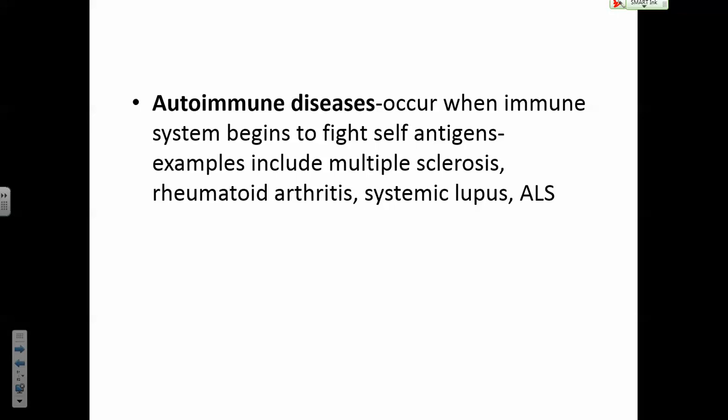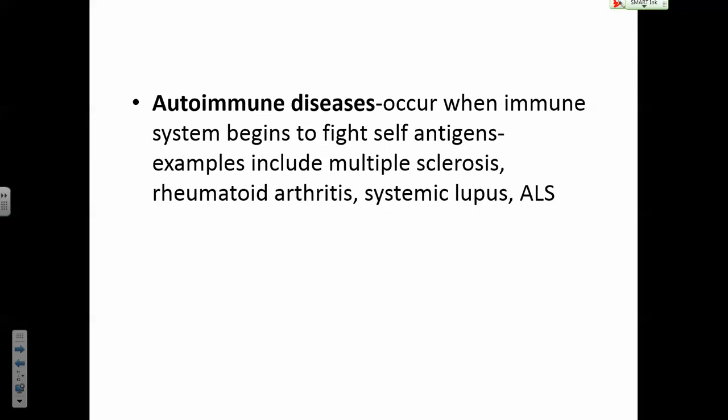Systemic lupus, you may have heard of that. That's where your immune system basically is battling collagen. And you got collagen in all kinds of tissues, don't you? ALS, amyotrophic lateral sclerosis, affects some of the motor neurons. That's Lou Gehrig's disease, if you ever heard of that. Motor neurons go into your skeletal muscles. Doesn't affect your mind at all. But over time, you lose control of your skeletal muscles.